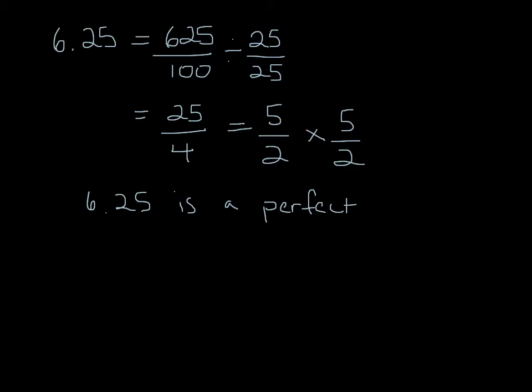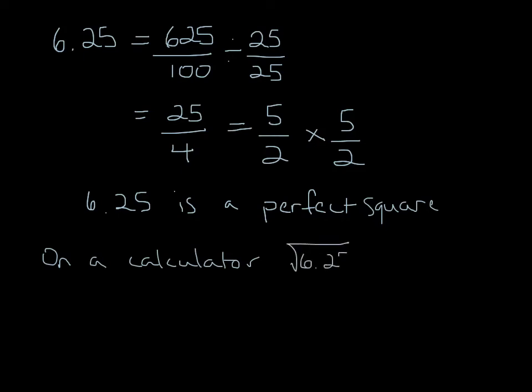Another way to do this is also to use a calculator. So if I allow calculators, what we can do is hit the square root button. If a number is a terminating decimal, then we can say it is a perfect square.